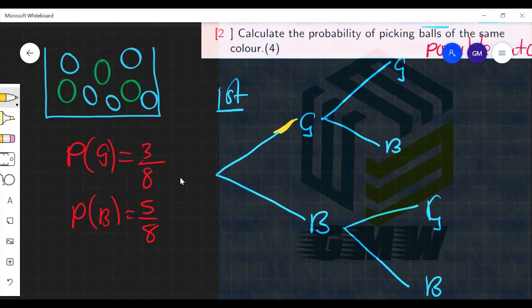I can give you a diagram that only has 3 over 8 like this, and ask you what is the probability of B. What you do is just say 1 minus 3 over 8, and you will get 5 over 8. So these branches should add up to 1.